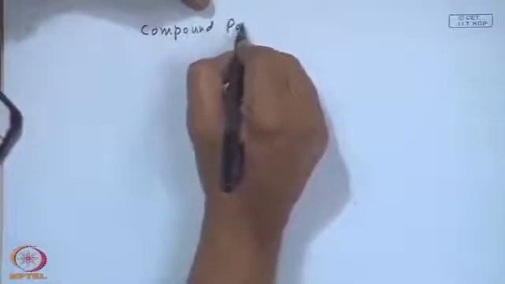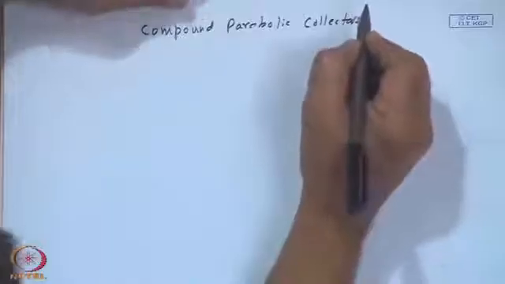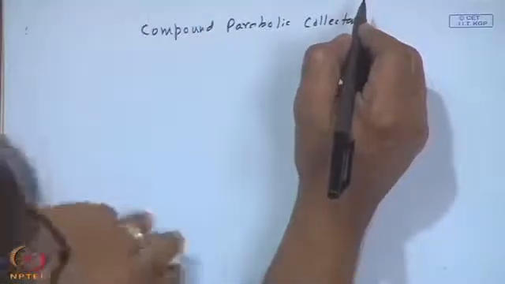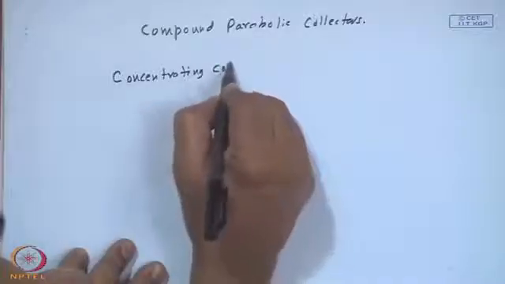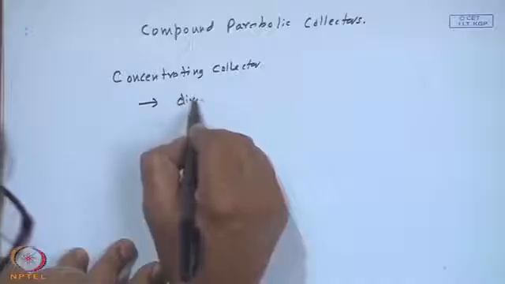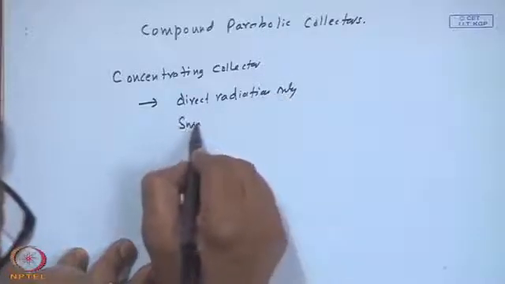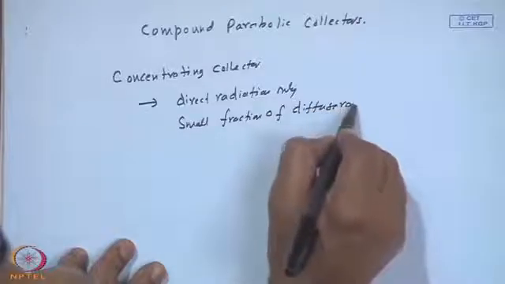We also have had a brief introduction for what we call compound parabolic collectors. Now, if you look at the equations that we have been discussing or arriving at for the concentrating collectors, they dominantly take the direct radiation plus a small fraction of diffuse radiation.